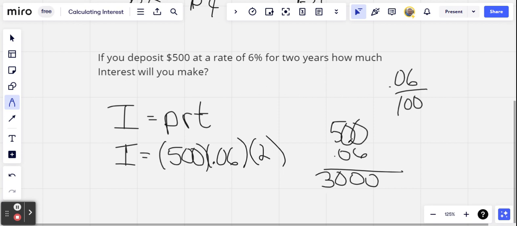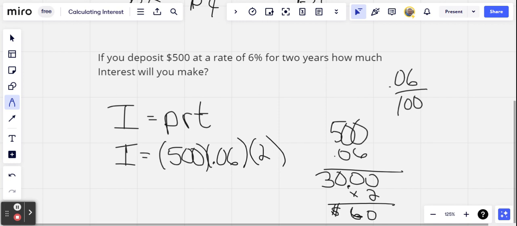Now we could do the zeros through again, but we don't need to because it's just going to be zeros. So then we just do this. We know we have 2 decimal places. That's going to be $30. And then we're going to times that by 2. That gives us $60, which is pretty good over 2 years.